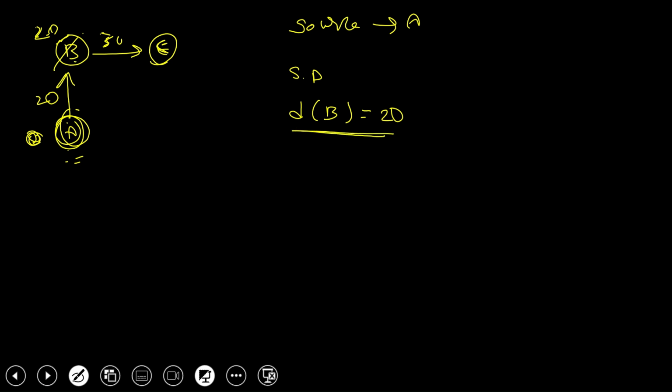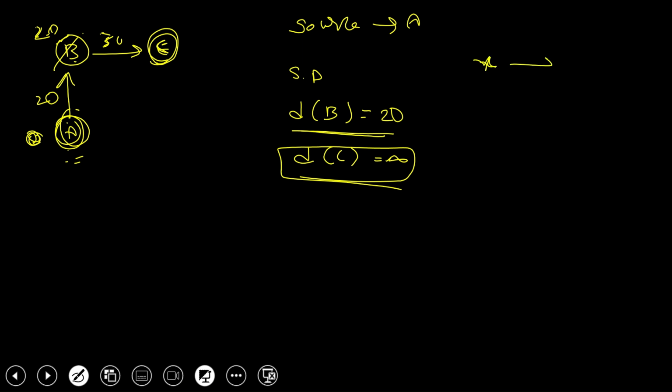Now the shortest distance to C. We don't know the shortest distance from A to C because it is not directly connected to A, so initially we take it as infinity. Now our goal is to find the shortest distance to C. For this we have a formula.